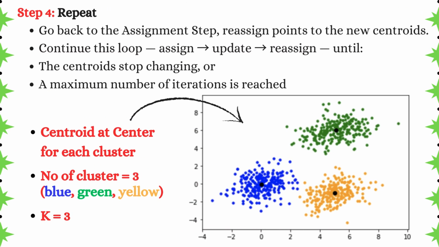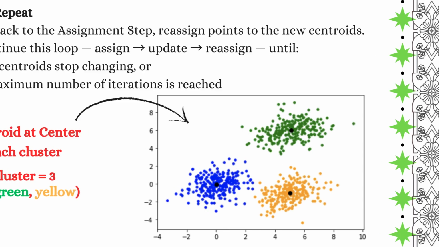Step 4. Repeat. Go back to the assignment step. Reassign points to the new centroids. Continue this loop: assign, update, reassign, until the centroids stop changing or a maximum number of iterations is reached. K-means is an iterative algorithm that eventually converges when the cluster assignments stabilize. Next, let's look at where clustering fits into the broader machine learning workflow.